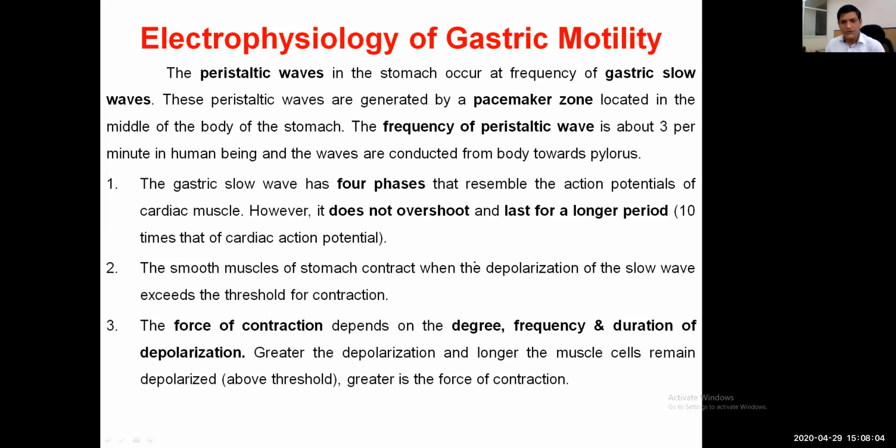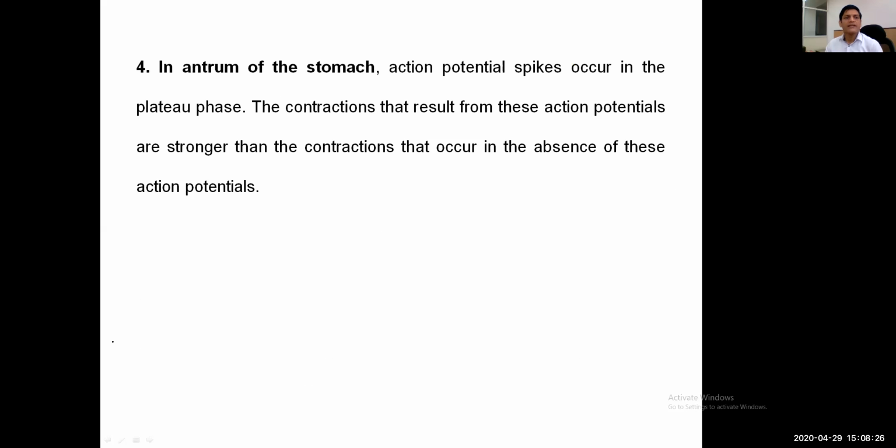The muscle of the stomach contracts when the depolarization of these slow waves exceeds the threshold for contraction. The force of contraction depends on the degree, frequency, and duration of depolarization. The degree of depolarization will decide the force, the power of contraction of the stomach. In the antrum of the stomach, action potential spikes occur in the plateau phase. The contractions that result with these action potentials are stronger than contractions that occur in the absence of these action potentials.